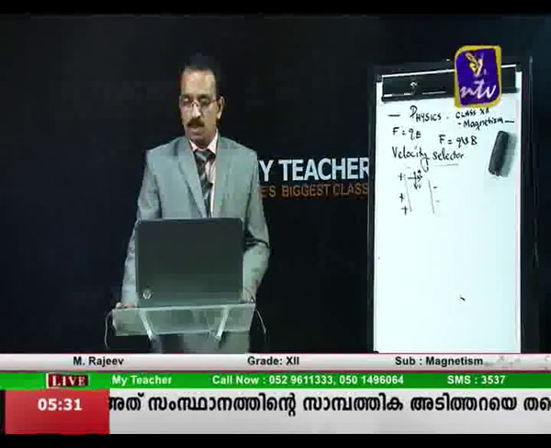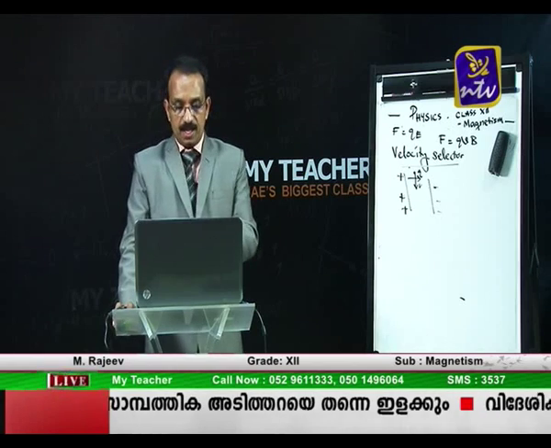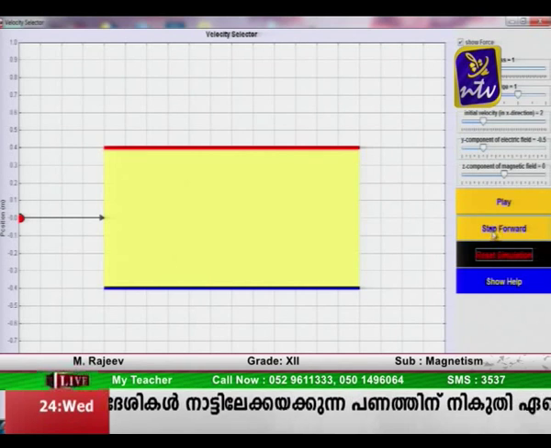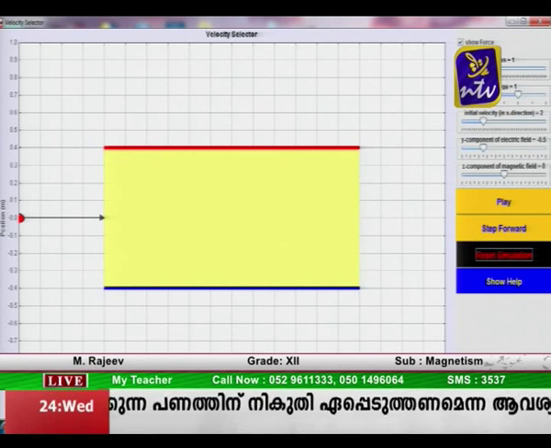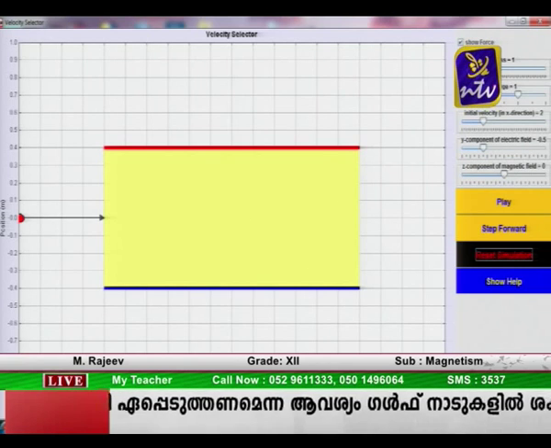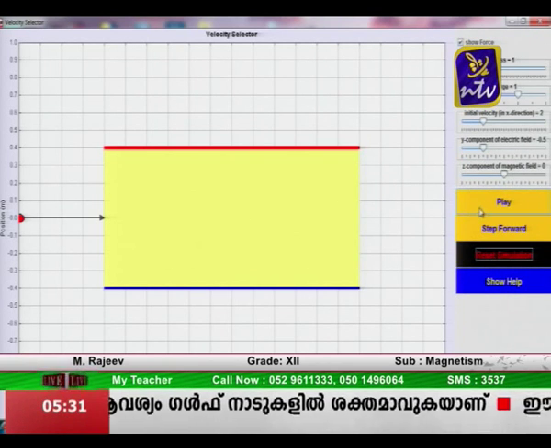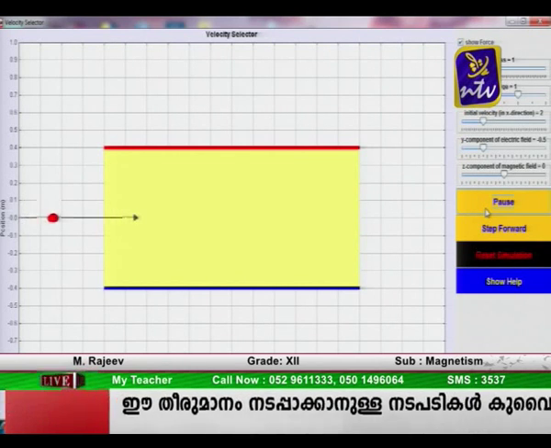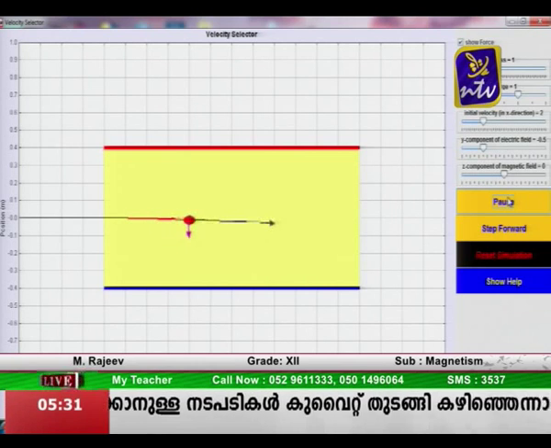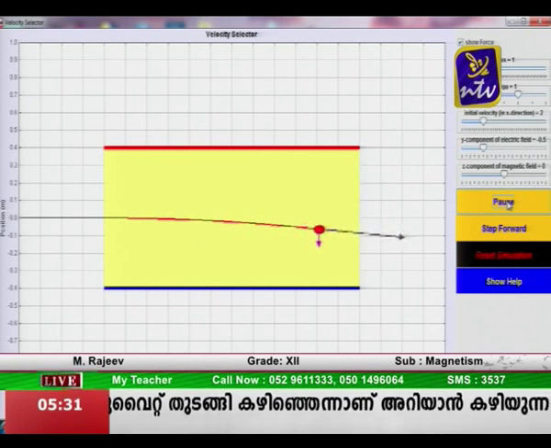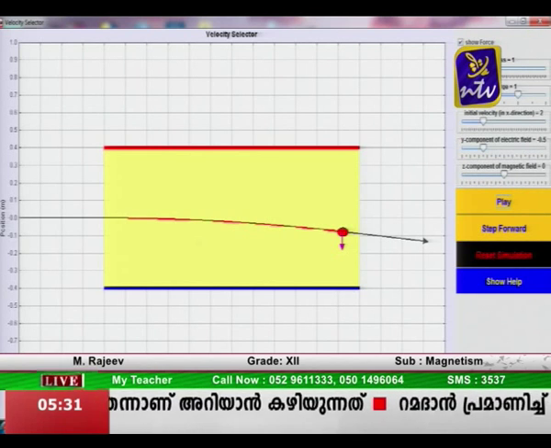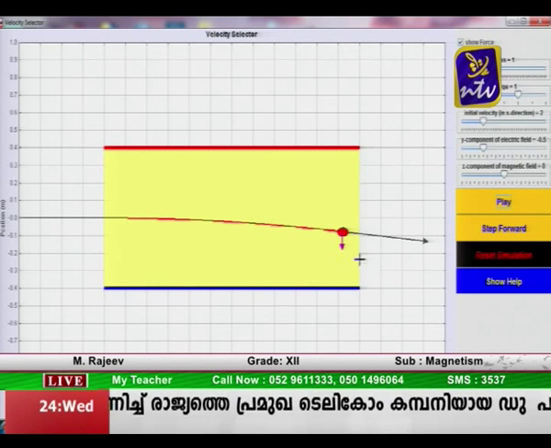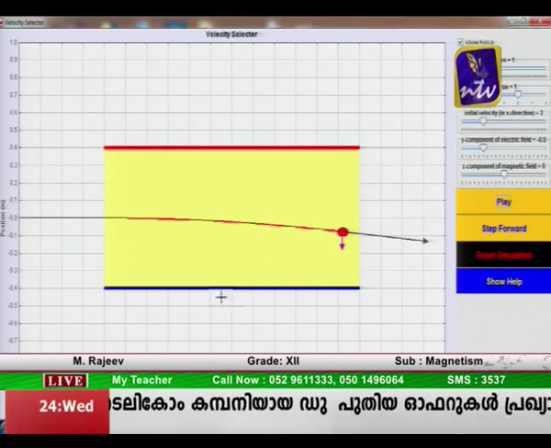Now you can see a charged particle is entering a field. There is an electric field. There is a red line and a blue line. The red line indicates the positive side and blue indicates the negative side. The charged particle is a positive charge and it is entering the field. You see what is happening. It is deviated towards the negative side. A positive charged particle always is attracted towards the negative side.